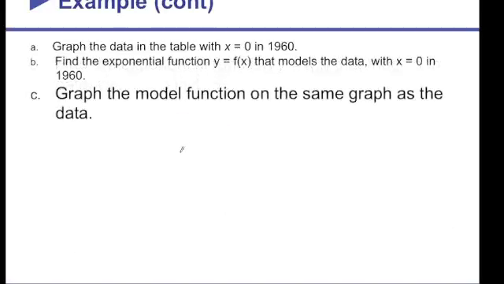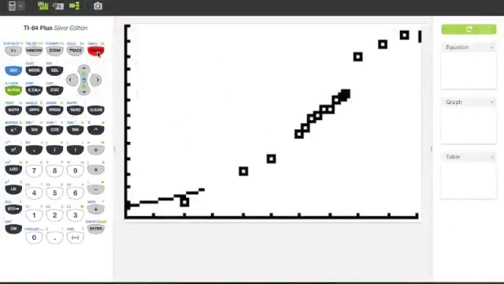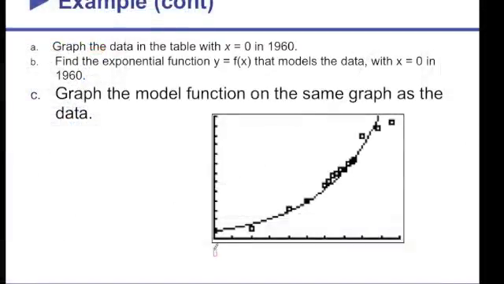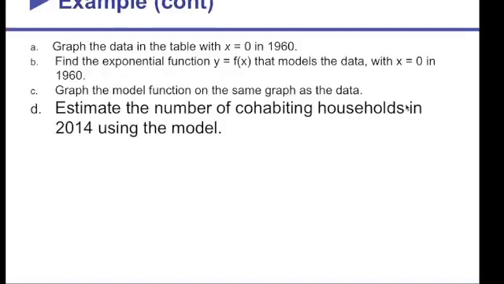Now we need to graph that model on the same graph. Let's look and see what happens. Here it is. Remember, we're 0 to 50 and 0 to 6,500. I'm modeling the function on the same graph. And the last thing is to estimate the number of cohabiting households in 2014 using the model. There are two different ways we can go about that.